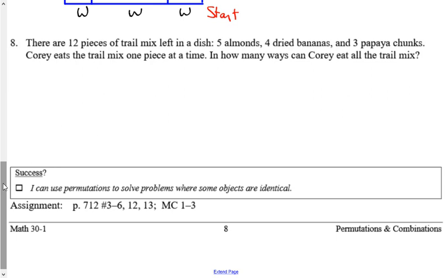So if I have these 5 identical objects and then 4 identical and 3 identical, then in total we have 12. 5 of them are the same, so I'm not going to arrange those 5. Whether I eat almond 1 first or almond 2 first, we're imagining it's essentially the same thing. 4 factorial and 3 factorial. Any questions with 8? Nope. So we should do 1 diploma released question.